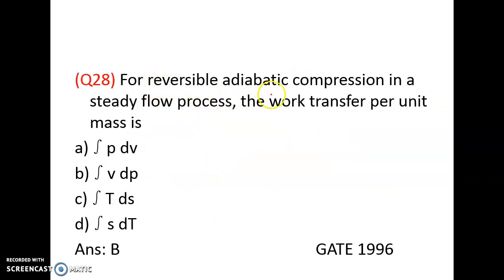For a reversible adiabatic compression in a steady flow process, the work transfer per unit mass is asked. Adiabatic expansion is PdV, but compression is asked, so option B is correct. VdP is adiabatic compression, that is pump work. Pump work is always represented by VdP, whereas turbine work is represented by PdV.